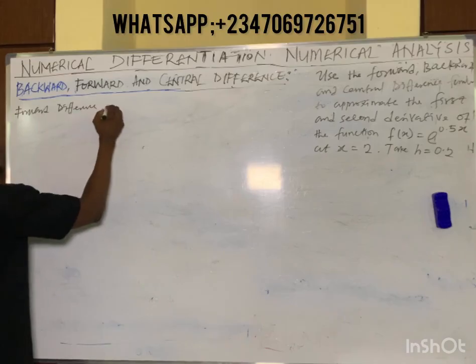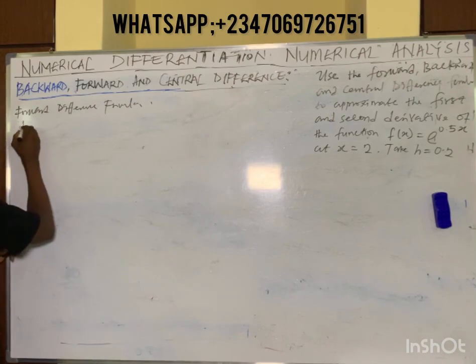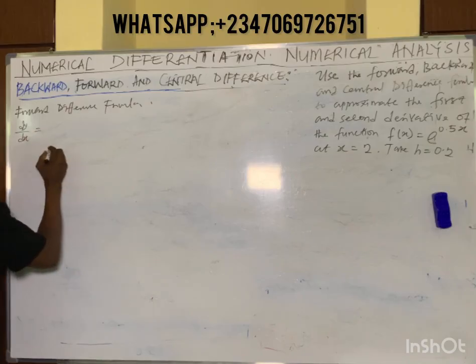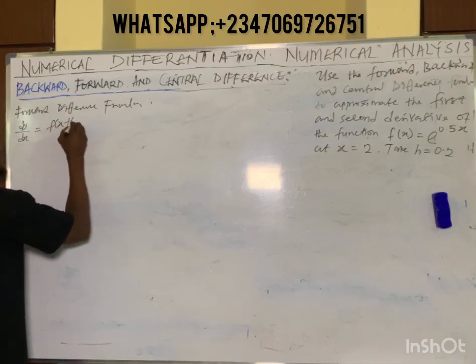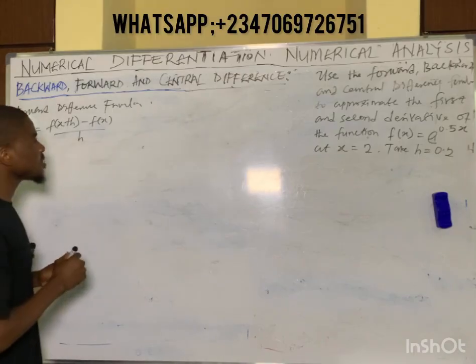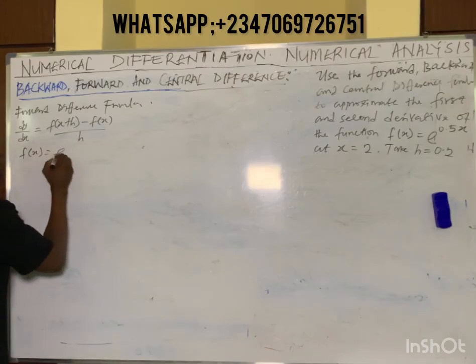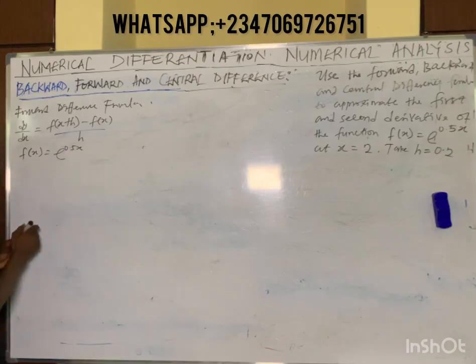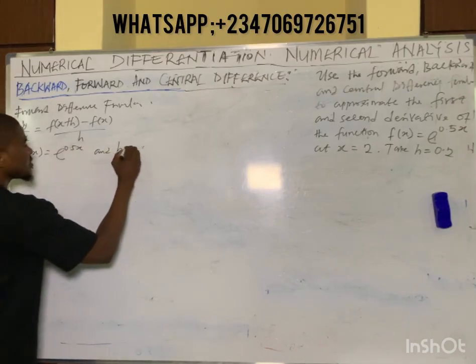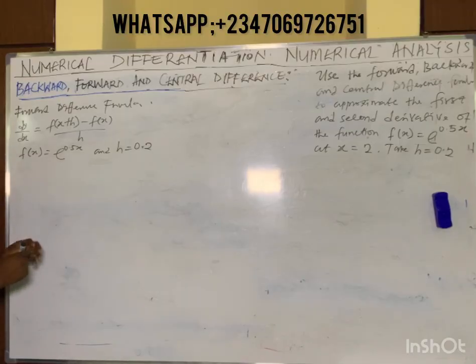for the forward difference formula, you already know the first derivative dy over dx is equal to f of x plus h minus f of x all over h. And from the question, we were given f of x to be equal to exponential 0.5x, and we were given our step size h to be equal to 0.2. So we need to now compute f of x plus h, since we already know f of x, but then let us find a real value for f of x.